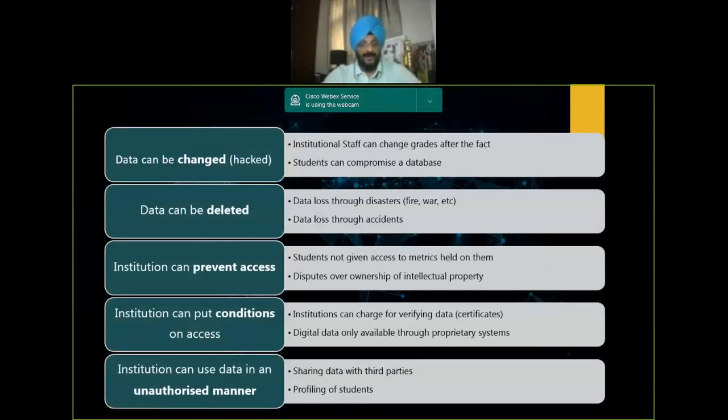So I will just touch upon some of the points from your education point of view where you can utilize it. Today, what you're finding is that the institutional staff can change the grades after the fact. A student can compromise the database. Data can always be changed. It can be hacked. That's one of the problems you're facing. Data can be deleted, right? It can be lost through accidents, calamity, anything which is there, right? The students are not given access to the metrics held on them, so the institution can prevent the access.